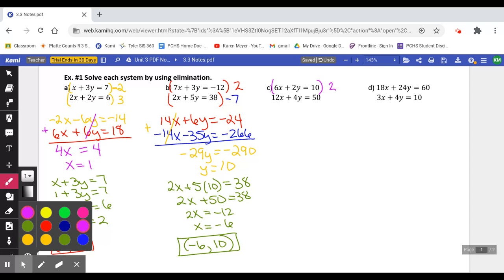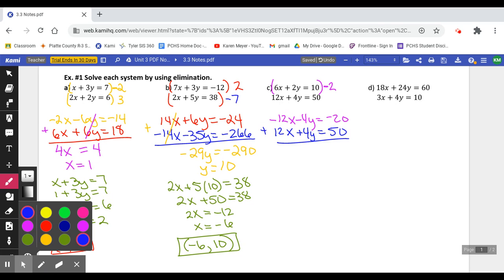But now I check my signs, and they're both positive, so that means I have to have the top one be a negative so that they'll cancel. So distribute, and you get negative 12x minus 4y equals negative 20. We didn't multiply the bottom one by anything, so leave it alone. 12x plus 4y equals 50.